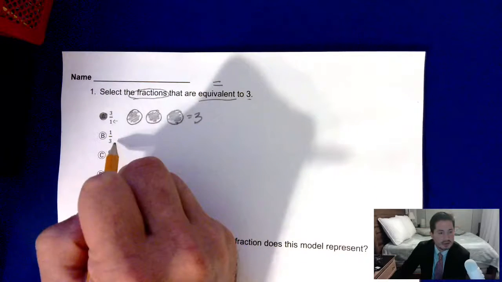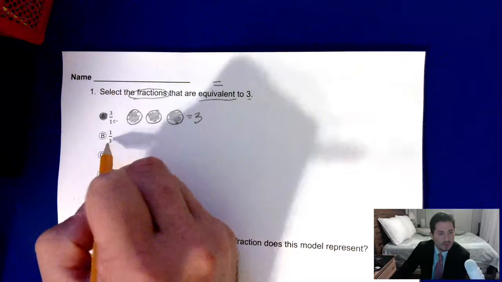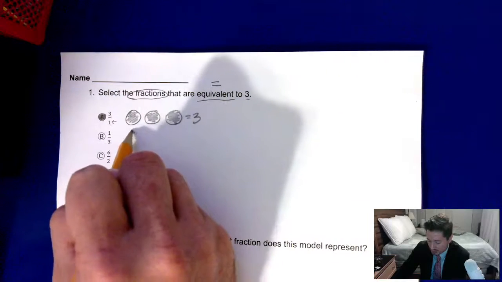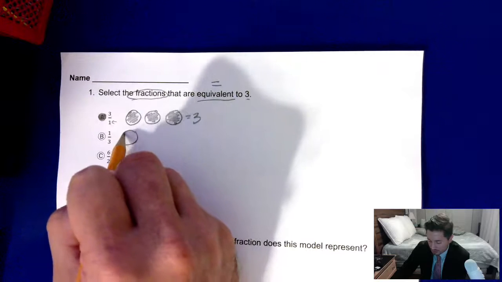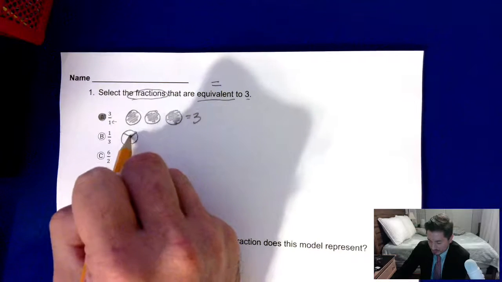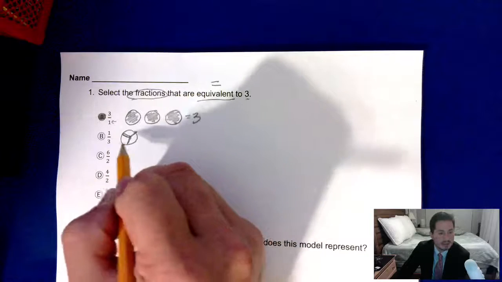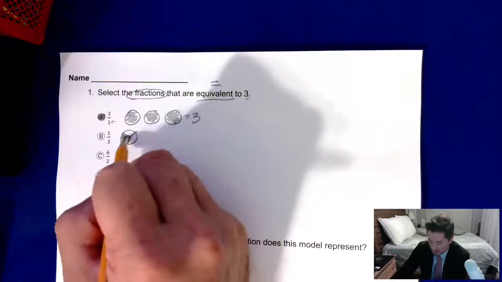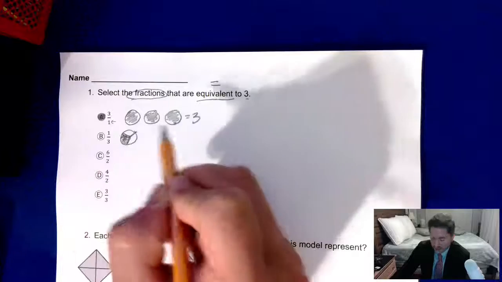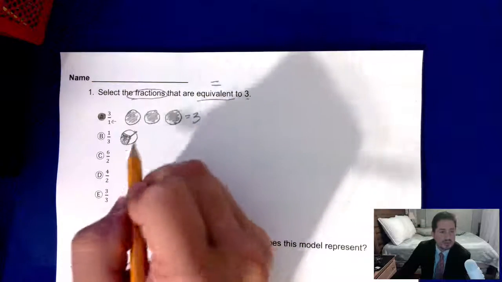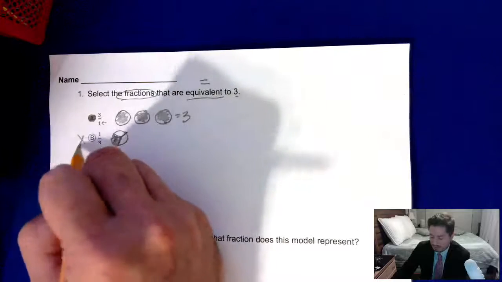The second one, it says 1/3. That means the whole is split up into 3. So I'm going to make a circle and split it evenly in 3 pieces, and then one of these is shaded. And that does not equal 1 whole. It's not even 1 whole. So that is not it.